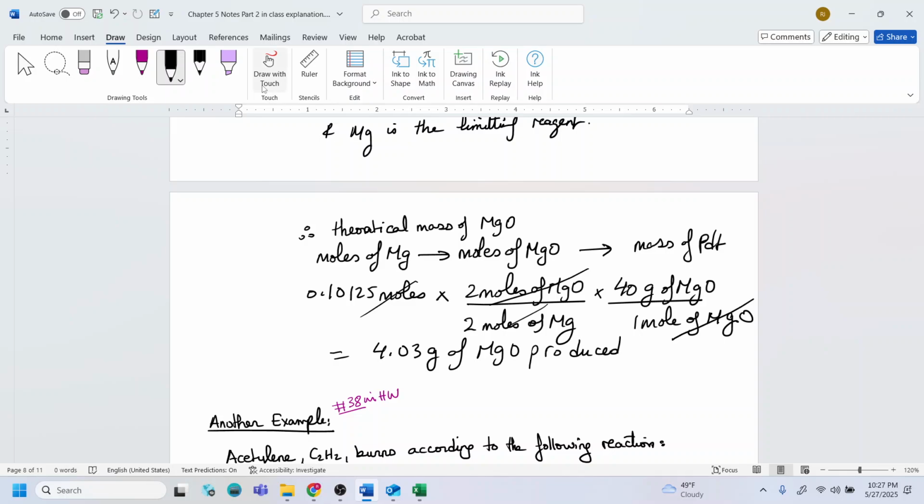Okay, so whatever you are calculating, this is called the theoretical mass of the product.